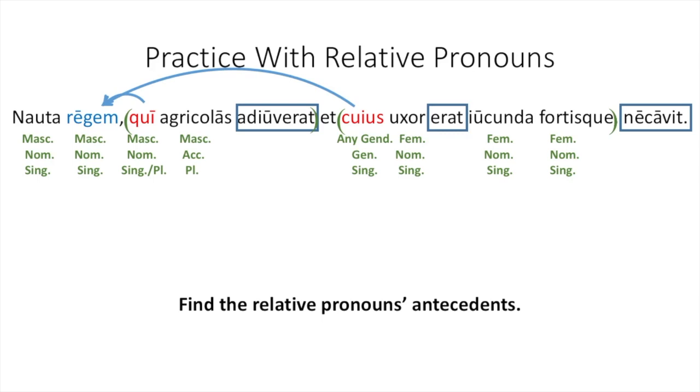Then cuius can be any gender, genitive, and singular. We go backwards. We can skip over our relative clause because the conjunction et joins our 2 relative clauses, and then our first noun that we come to as we go backwards is regem, and it can possibly be our antecedent because it is any gender and singular. And it's okay that they are all different cases here because they take their cases from the clause that they're in, not from the antecedent. So we know regem is our antecedent for qui and cuius.